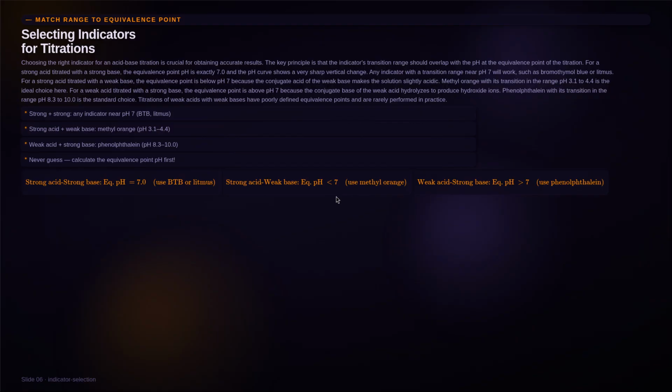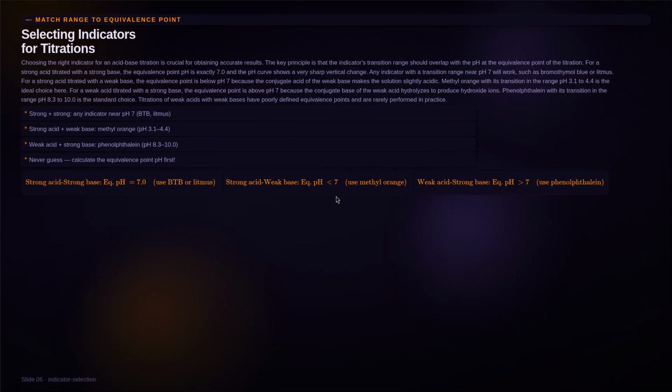For a strong acid titrated with a weak base, the equivalence point is below pH 7 because the conjugate acid of the weak base makes the solution slightly acidic. Methyl orange, with its transition in the range pH 3.1 to 4.4, is the ideal choice here.